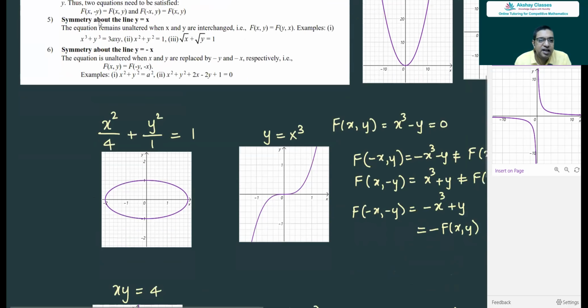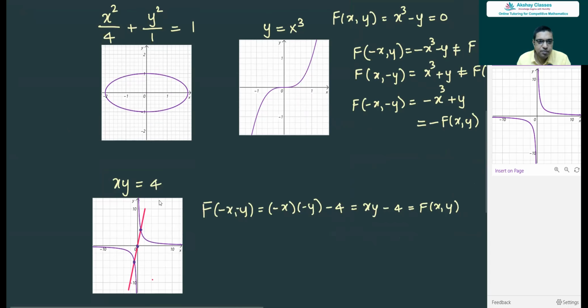Now symmetry about the line y equal to x. If x is replaced by y and y is replaced by x and the function or the equation doesn't change, then the graph will be symmetric about the line y equal to x. Why is it necessary? Sometimes we have to find the area between a curve and the line y equal to x. At that time, if we consider symmetry, it will be very, very useful. So let us plot some curves.